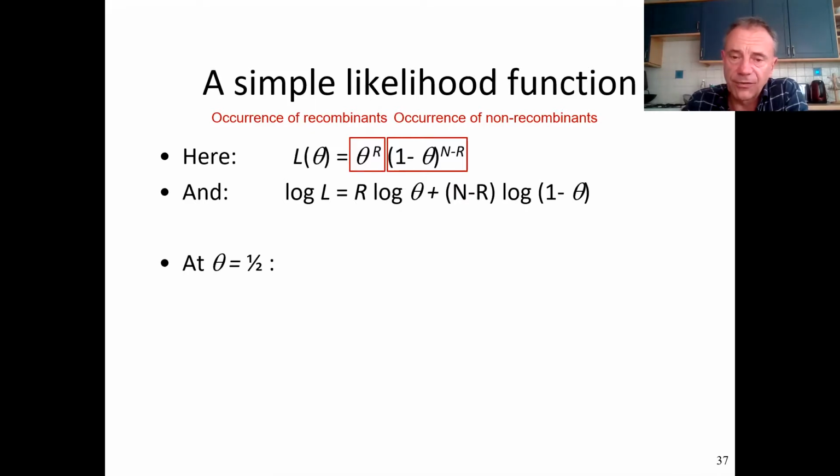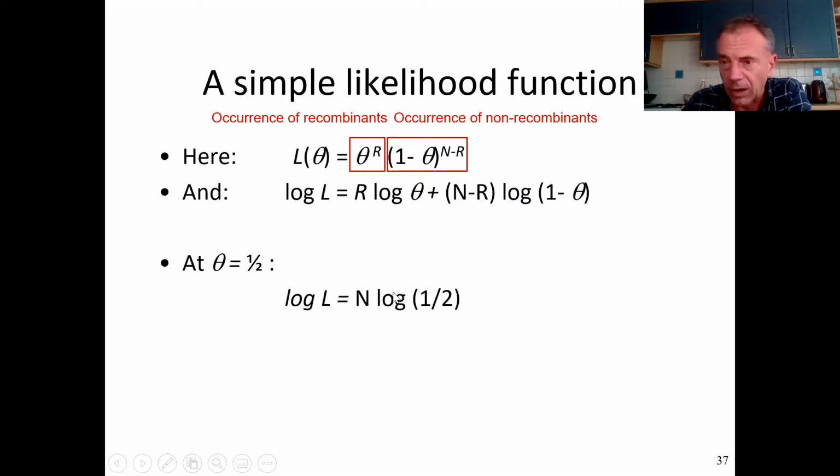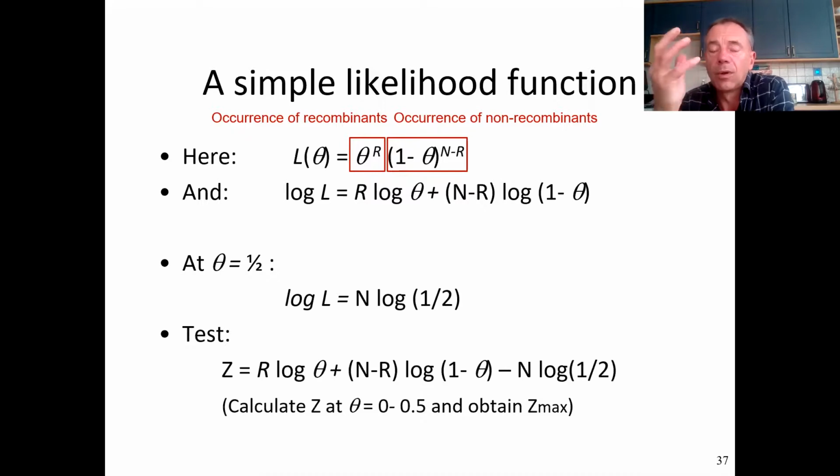If theta happens to be a half, then theta is the same as 1 minus theta, and so it's n times the logarithm of a half, and that is the log likelihood at theta is a half, no linkage. So that's the log likelihood under the null hypothesis. This is the log likelihood under the alternative hypothesis. So we want to do a test, that likelihood ratio test, which I showed you before, and we're going to take the logarithm of that. It's going to give us the LOD score.